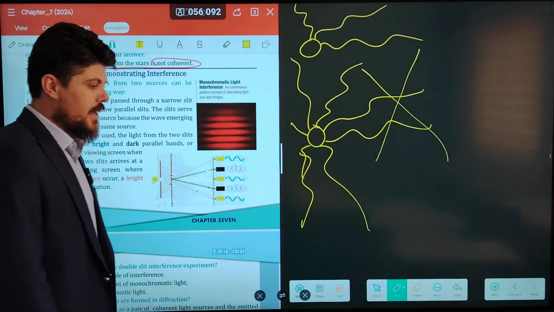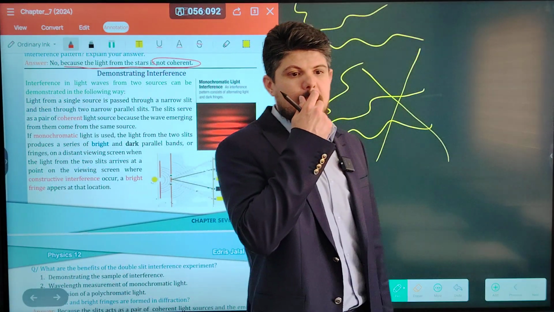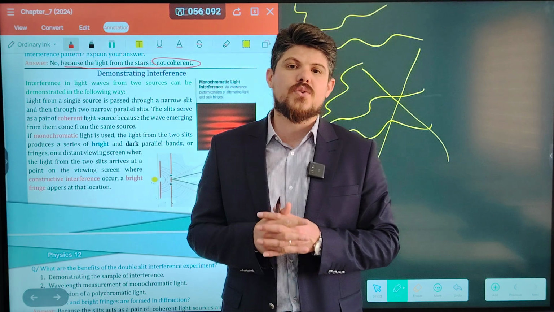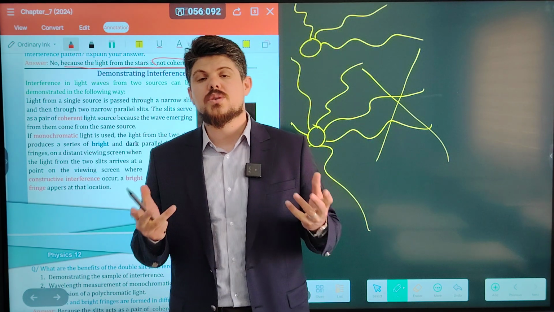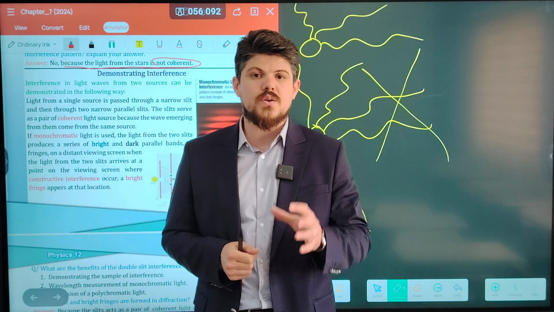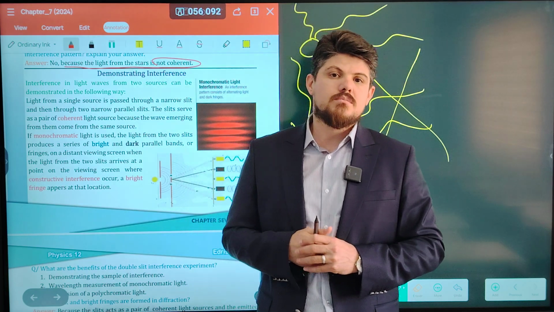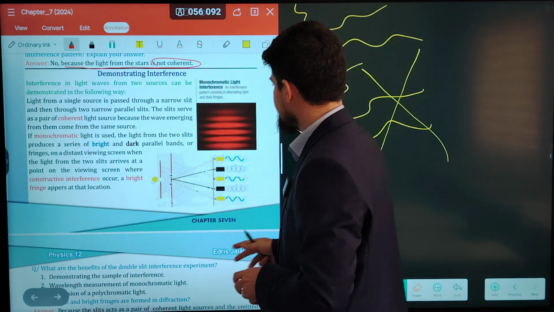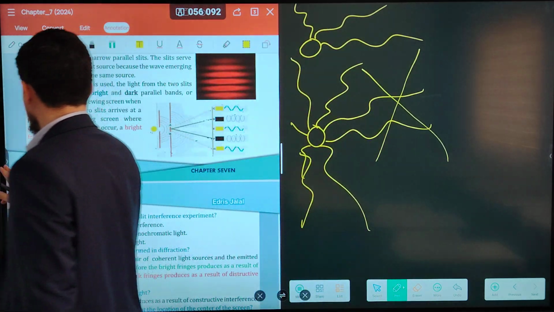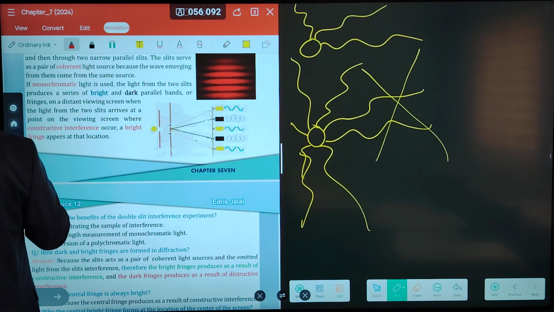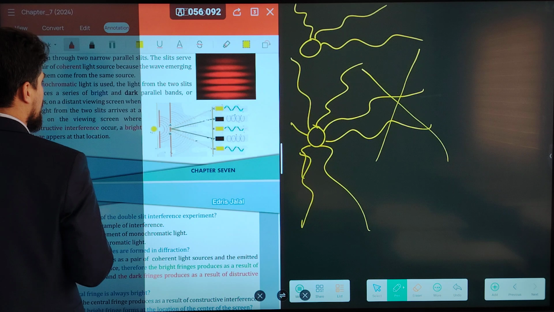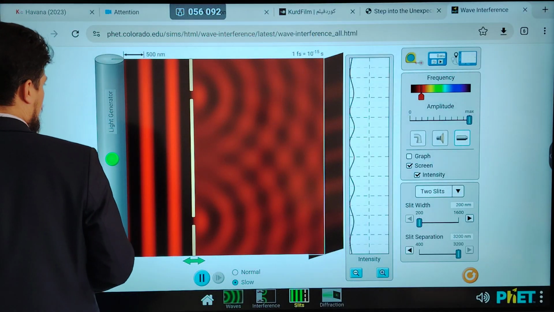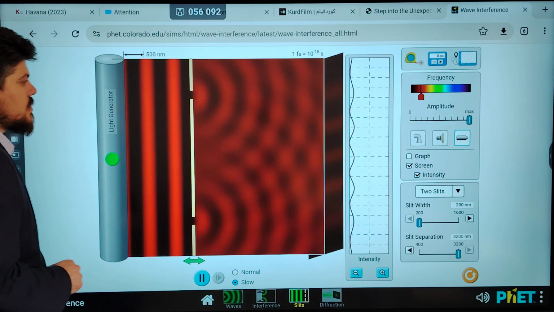Be careful. In this demonstration, we can find the dark fringe and the bright fringe that appear on the screen as a result of the interference of the two waves, maybe constructive interference and destructive interference. Now I'm going to show you this simulation about the double slit interference. I'm sure that will be very helpful for the students.